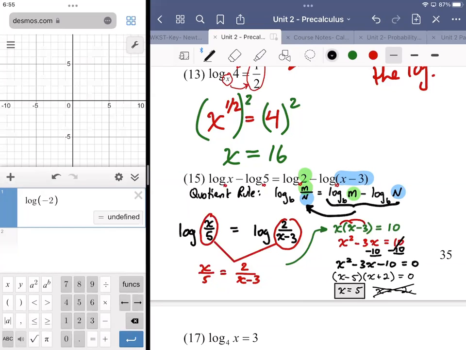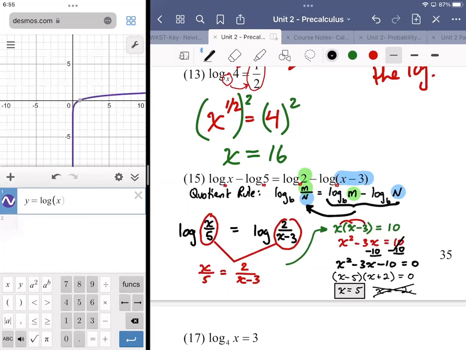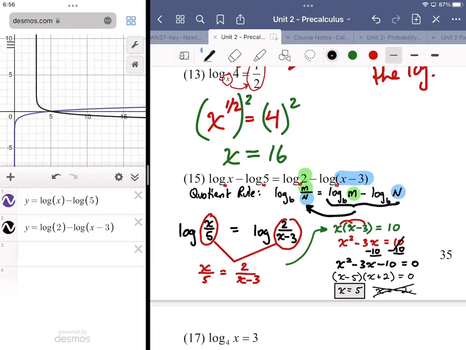So what I would do, just going back to what we did with number 8, is put the left side in as one equation. So y equals the log, ordinary common log, of x minus log of 5. Good looking function right there. Then I put my right-hand side in: y equals log of 2 minus log of x minus 3. So we've got two graphs, two log functions.